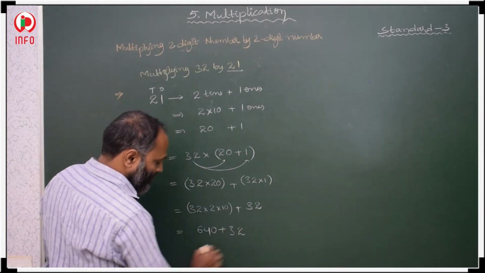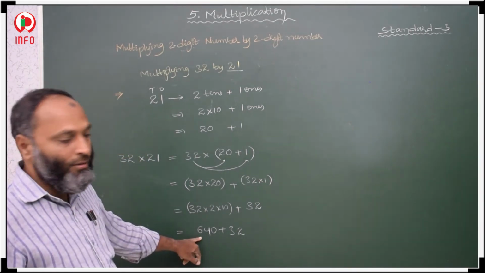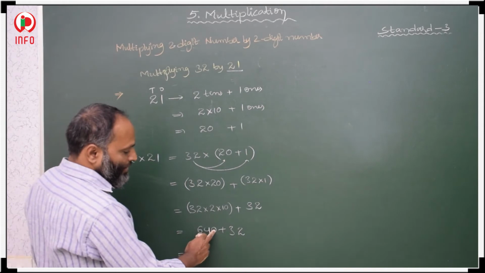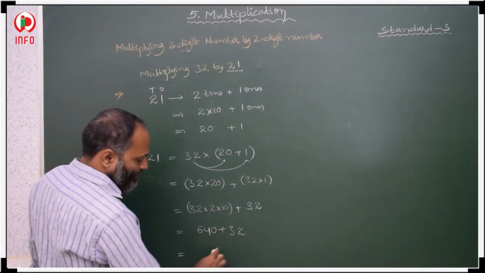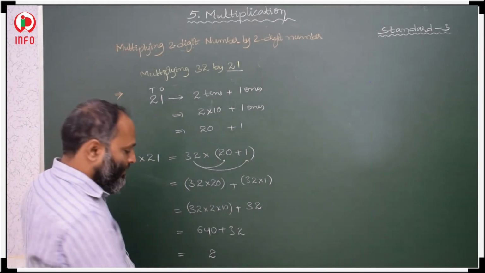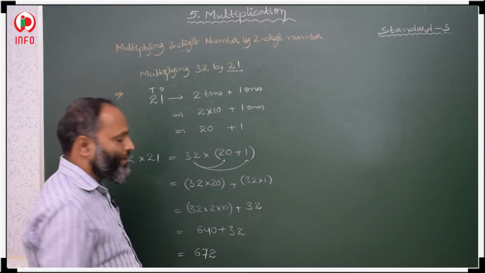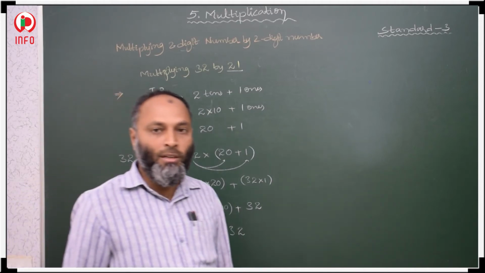Plus 32. Now if you add these two in a column or in a row, ones place and ones place: 0 plus 2, 4 plus 3, 5, 6, 7 and 6. The answer is 672. This is your product.